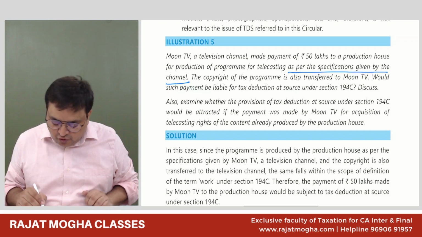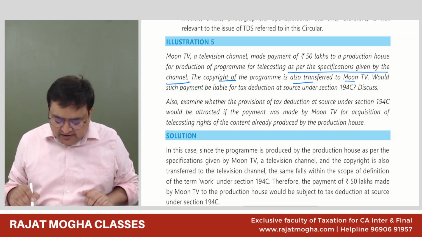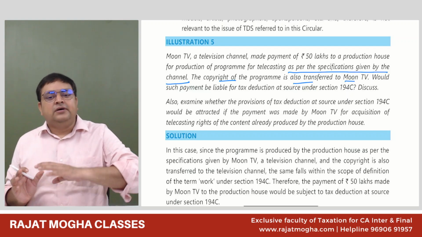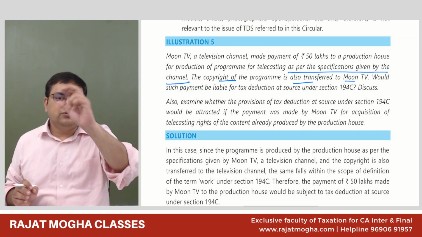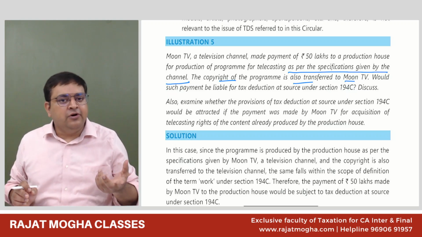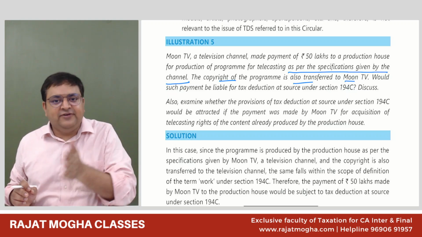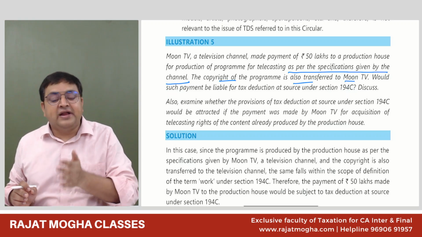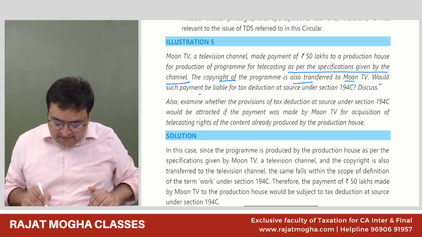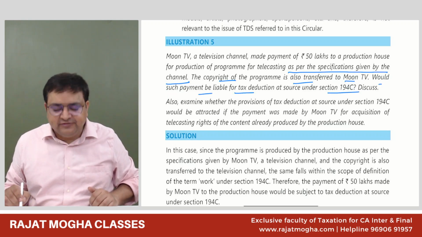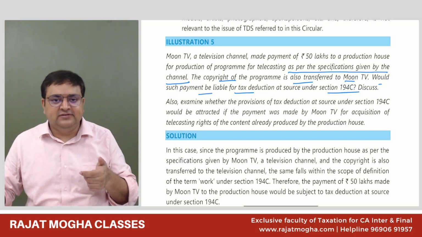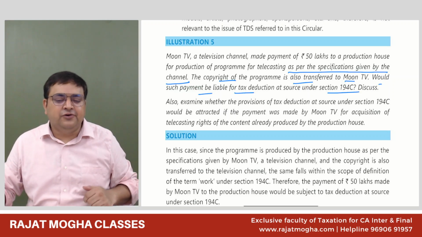Correct? The copyright of the program is also transferred to Moon TV. Once this series is produced, they will also give the right of this series to Moon TV, meaning the copyright will be transferred. That's okay, whether the copyright is transferred or not, they are making it as per the specification of the channel. So they are taking a contract for work done. Would such payment be liable for TDS at source under 194C? The answer is yes. It would be liable for 194C because they are producing this series as per the specifications of the TV channel.